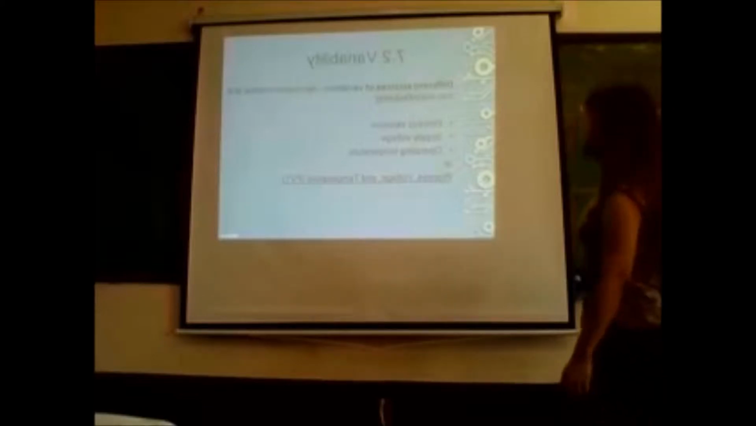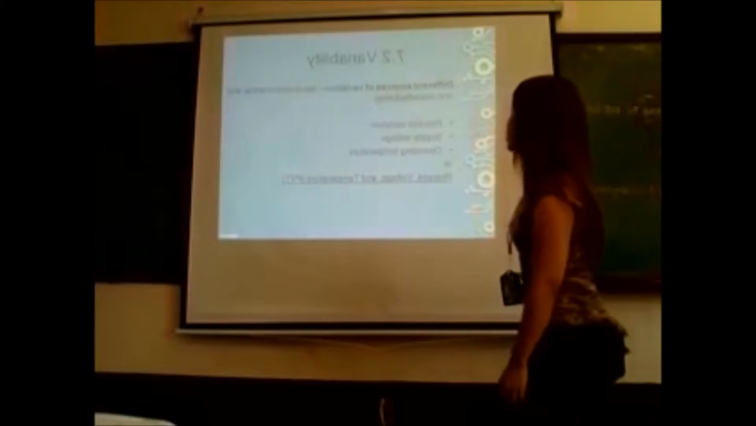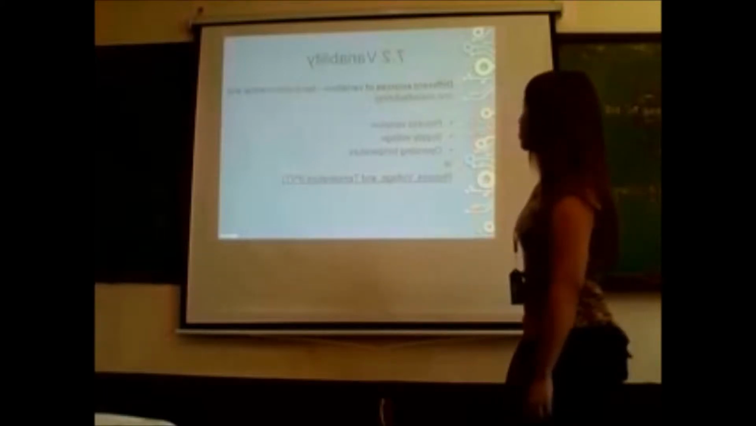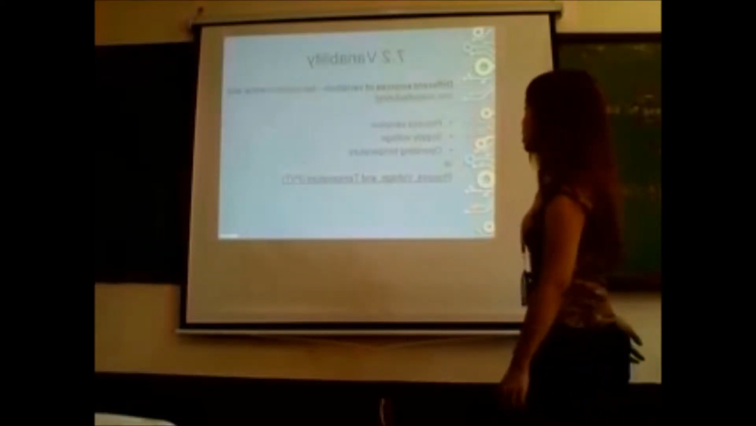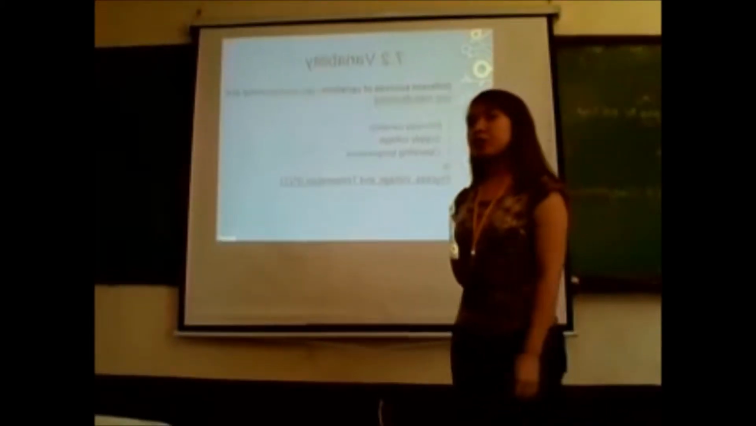The three different sources of variation are the following: process variation, supply voltage, and operating temperature, or what we know as PVT, or process, voltage, and temperature. Variations are usually modeled with uniform and normal or Gaussian statistical distributions.